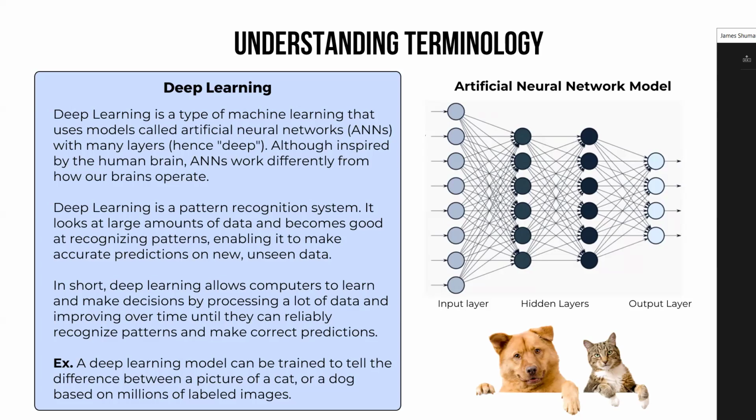So I showed this slide to my wife, and she said, "Okay, great, but I still don't understand. I would like an example." So the first example I thought of is, well, deep learning would be able to determine the difference between a picture of a dog and a picture of a cat.